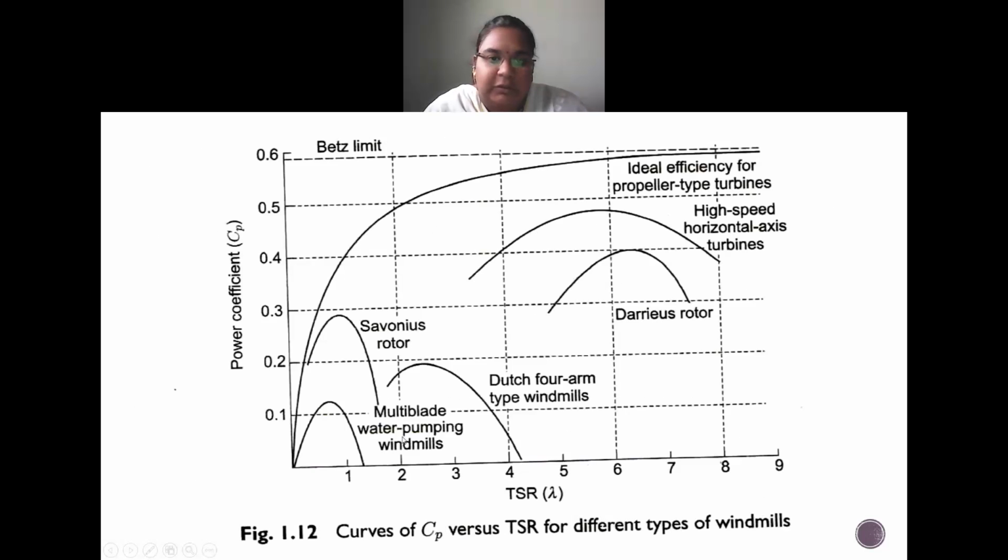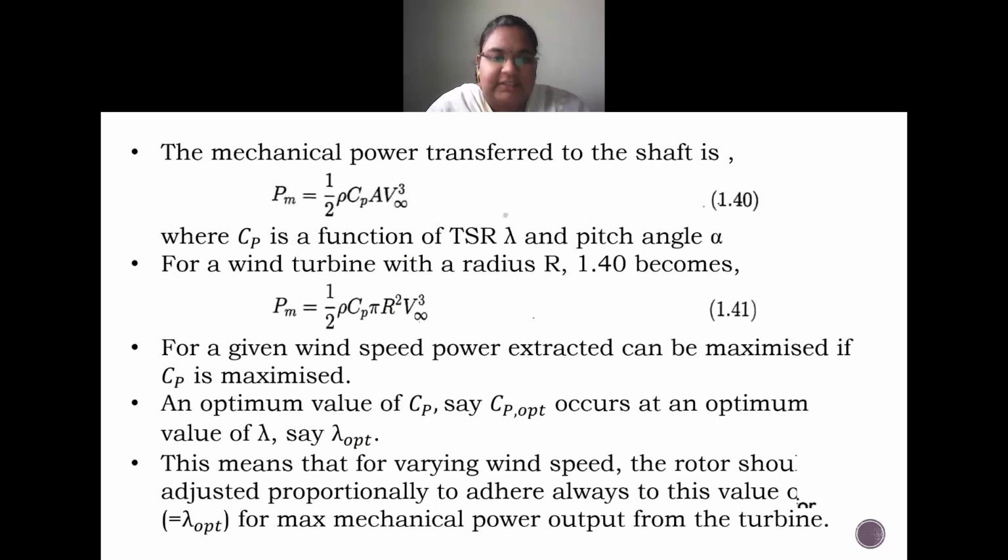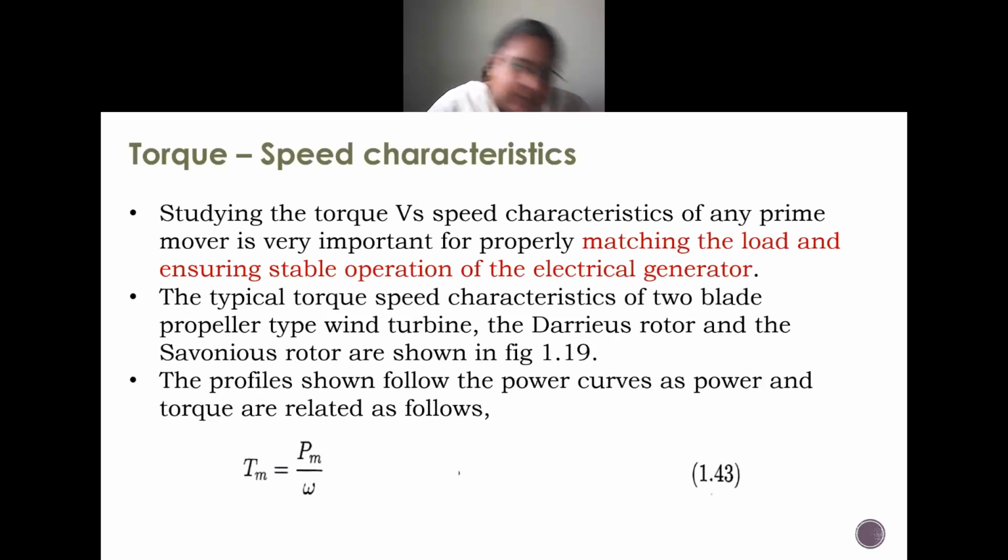What does figure 1.17 mean? That means we are plotting power and rotor speed. Here, if you just look at this diagram, we can say that there is an optimal rotor speed for a wind speed. For every wind speed, we have an optimal rotor speed at which the power will be maximum. So this is the power speed characteristics.